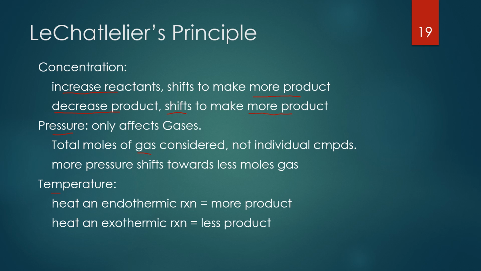Temperature: if you add heat to an endothermic reaction, that's where heat is on the reactant side of the equation, it's going to move towards product. If you add heat in an exothermic reaction, so that's where the heat is on the product side of the equation, it's going to move towards reactants, giving you less product. Okay, so these are all good in theory, but it's not really going to make sense until we apply it to an equilibrium reaction and see what happens if we change any of these.